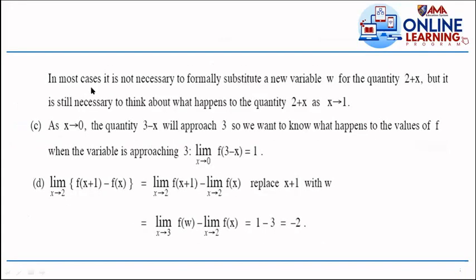Next, sabi dito, in most cases, it's not necessary to formally substitute a new variable w for the quantity 2 plus x, but it's still necessary to think about what happens to the quantity 2 plus x as x approaches to 1. Okay? So next, we have letter C. As x approaches to 0, the quantity 3 minus x will approach 3, so we want to know what happened to the values of the function when the variable is approaching 3. The limit the function of 3 minus x as x approaches to 0 is equal to 1.